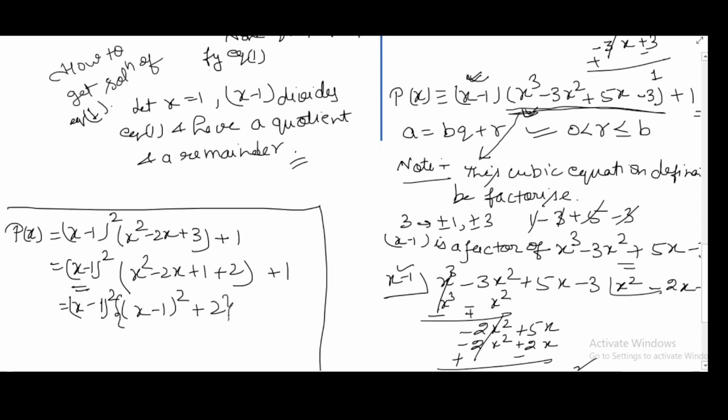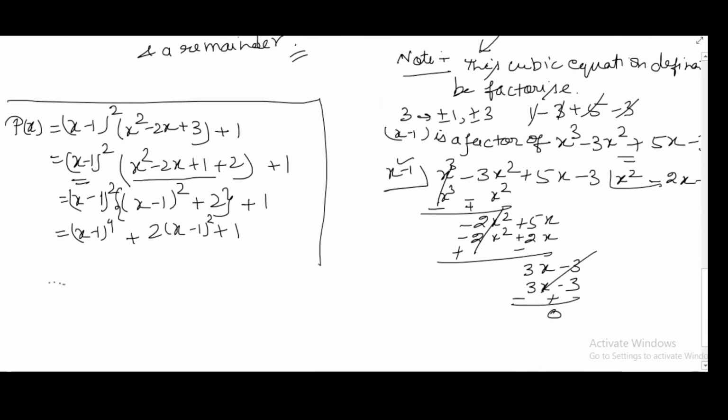Here friends, you can see that this term will be x minus 1 whole square plus 2 and plus 1. Now multiply x minus 1 inside, x minus 1 to the power 4, then plus 2 x minus 1 to the power 2 and plus 1. So this is our final expression.